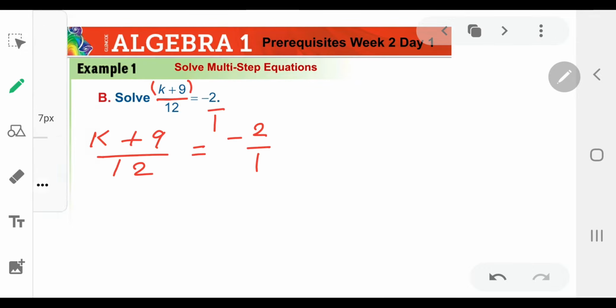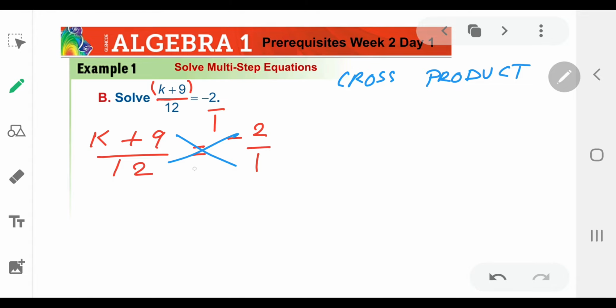The next step, always the cross product or the cross multiplication. You're going to use cross multiplication. So 1 times k plus 9 keeps k plus 9 as it is, because 1 will be multiplied by k plus 9, anything multiplied by 1 is as it is. And then you have negative 2 times 12, which is negative 24. So now we have a simple equation, a one-step equation actually.